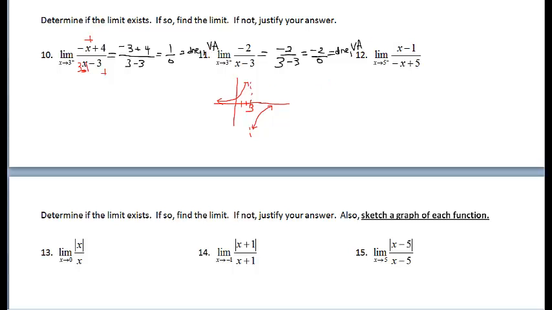All right, let's look at 12. I notice I'm approaching 5 from the left, like 4.9, 4.99, etc. But let's just go ahead and plug in 5 and see what happens. It's nice because the numerator is not going to be 0. The denominator will be 0. So 4 over 0 is does not exist, limit, vertical asymptote.